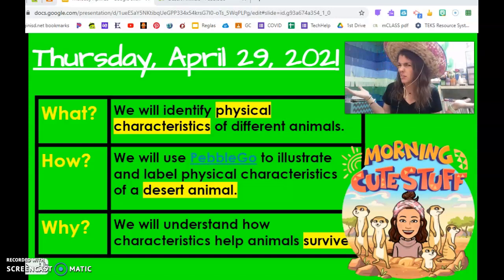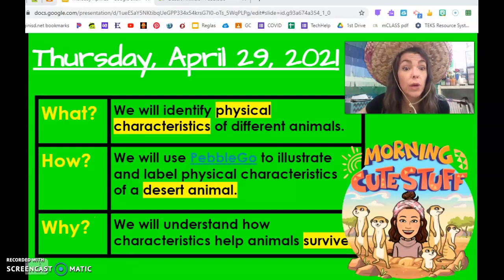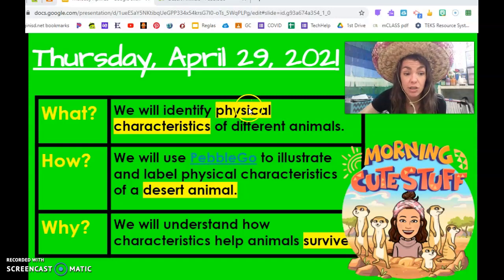What do you think we're working on in science? We will identify physical characteristics of different animals. Remember these yellow words from yesterday? Let's say them again today.